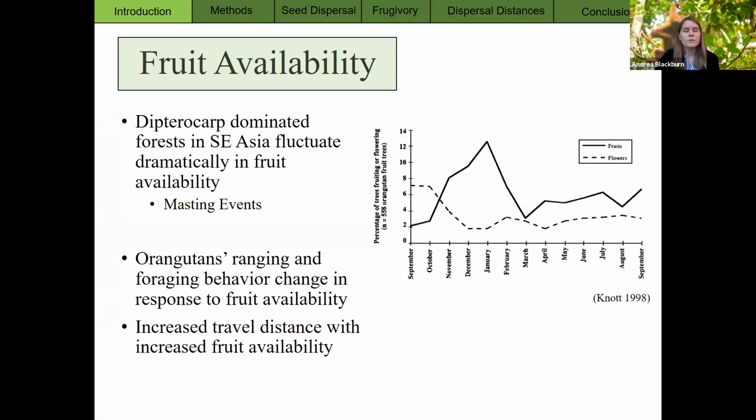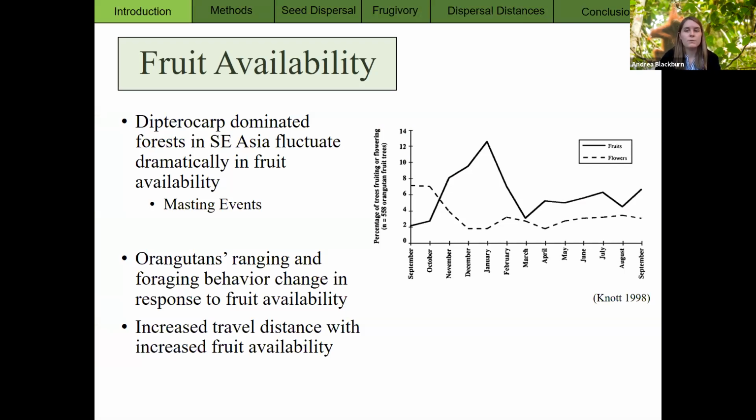Southeast Asian forests are dominated by the plant family Dipterocarpaceae, and these forests have dramatic fluctuations in fruiting and flowering events. Infrequent periods of high fruit availability, known as mass fruitings, occur approximately once every 2 to 7 years. The rest of the time, fruit is relatively scarce.